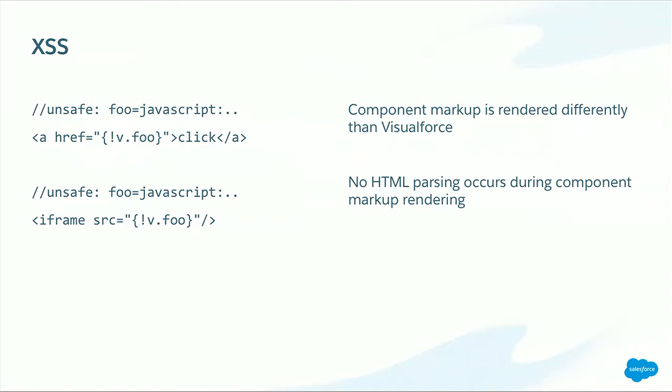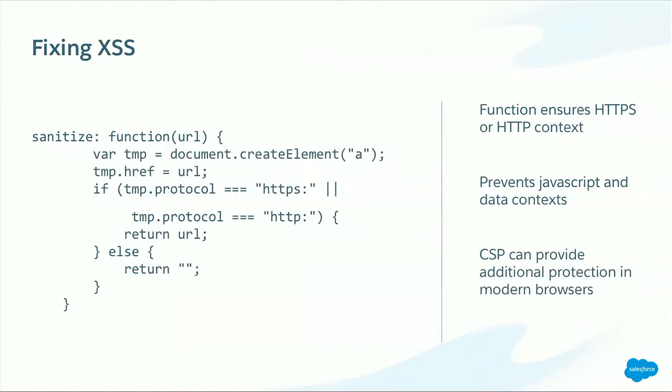And the quick fix is to have a small sanitization function in your client-side JavaScript. So here I take the URL param and then check if it's HTTP or HTTPS protocol, and then I return the URL. If not, it returns null. This function ensures that it's in an HTTP or HTTPS context. It prevents JavaScript and data URI context.